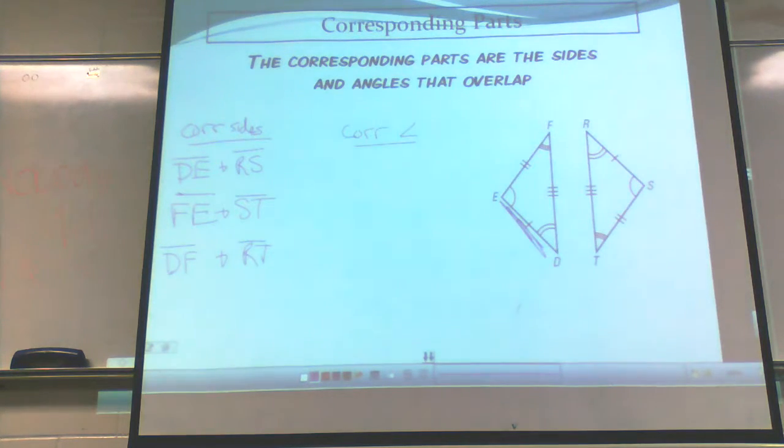Then the corresponding angles would be like angle F. Which one corresponds to F? D. Then E, and then E and F.